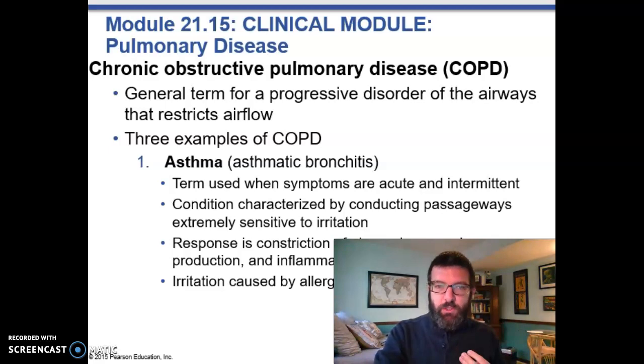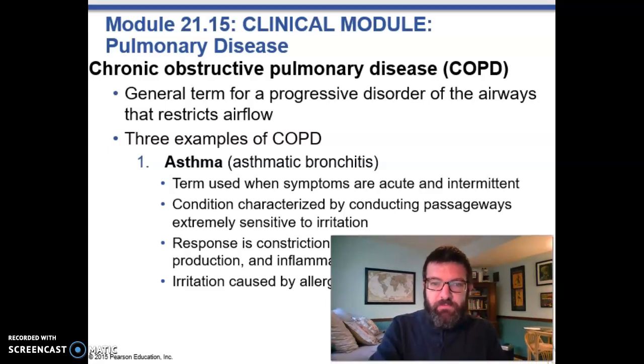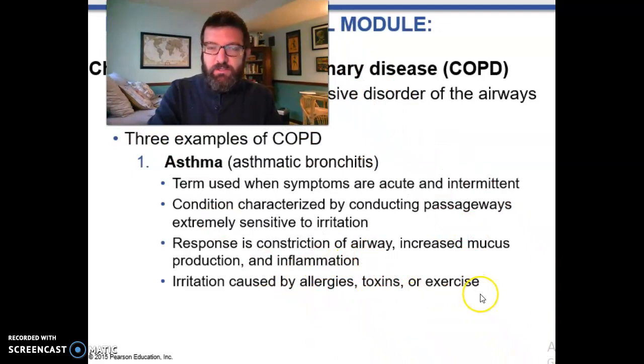There are three types of COPD. The first one you're probably familiar with. It's asthma. Asthmatic bronchitis is another way to put that. But essentially, this is when you have intermittent but acute symptoms, meaning you don't always have issues with asthma, but when you do, it's acute. It's an attack, right? And it causes your bronchioles, your conducting passageways, to become irritated and to constrict and become inflamed. And these irritants can be allergies, toxins, even excessive exercise, things like that. And so if you have asthma, you can have these intermittent acute attacks that will obstruct your bronchioles.